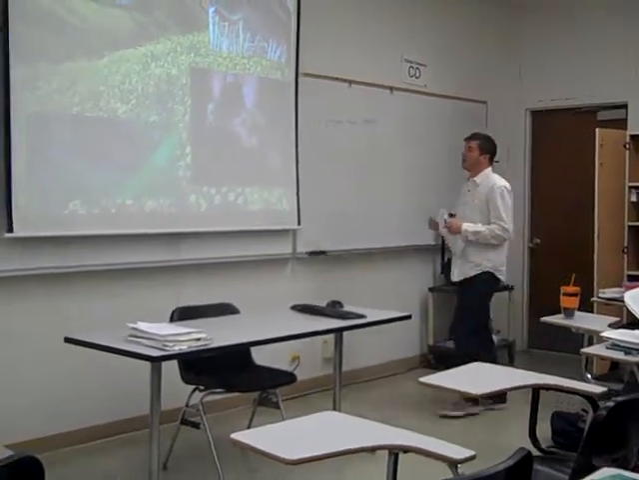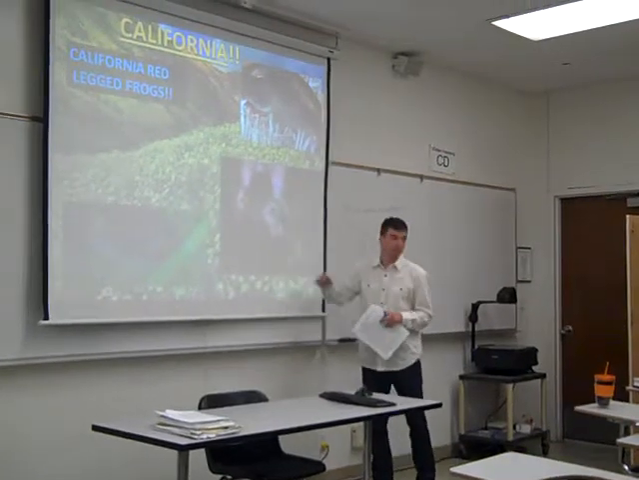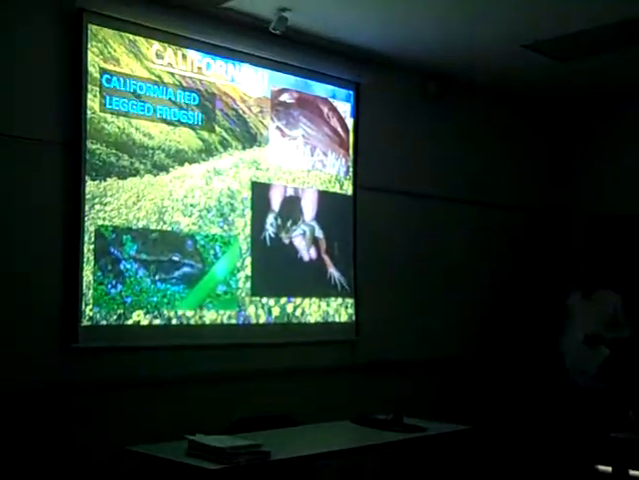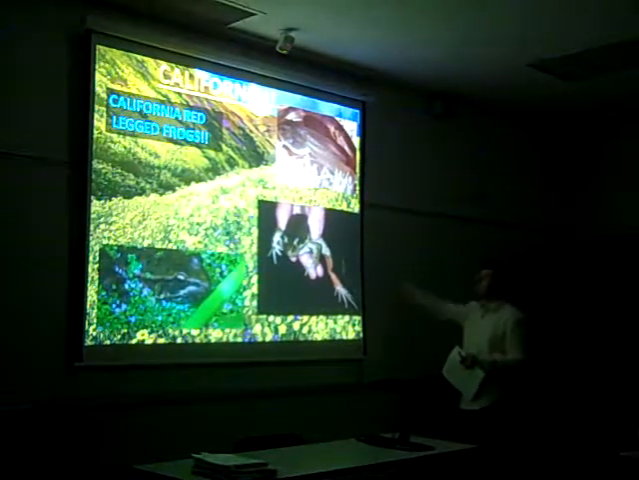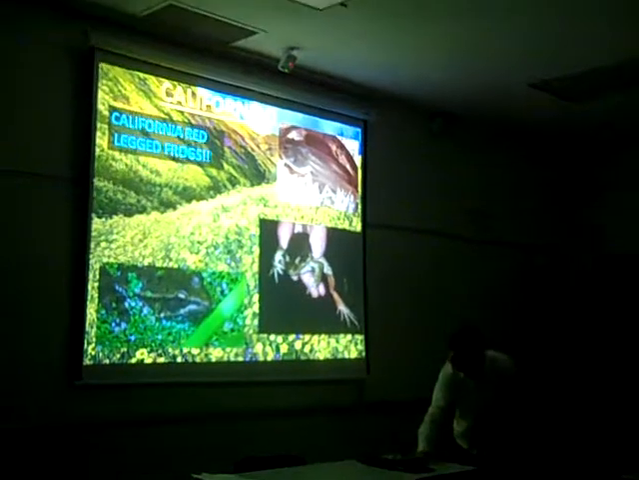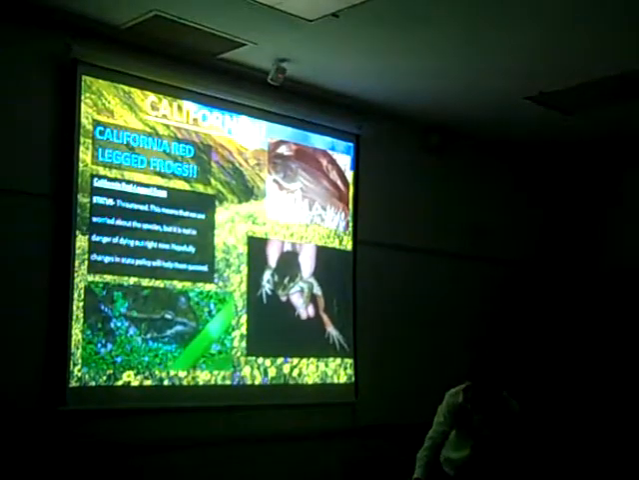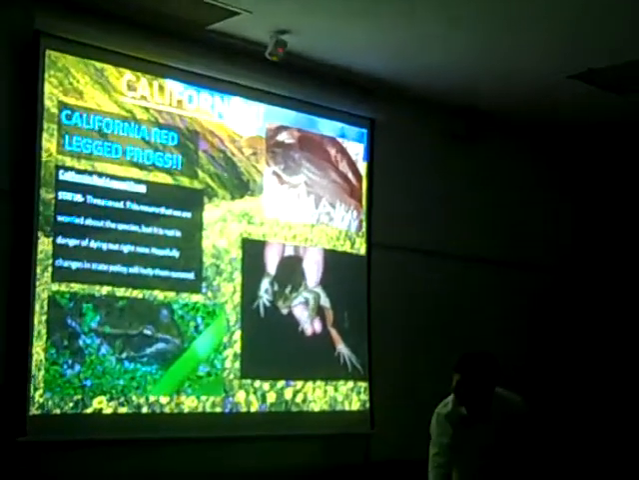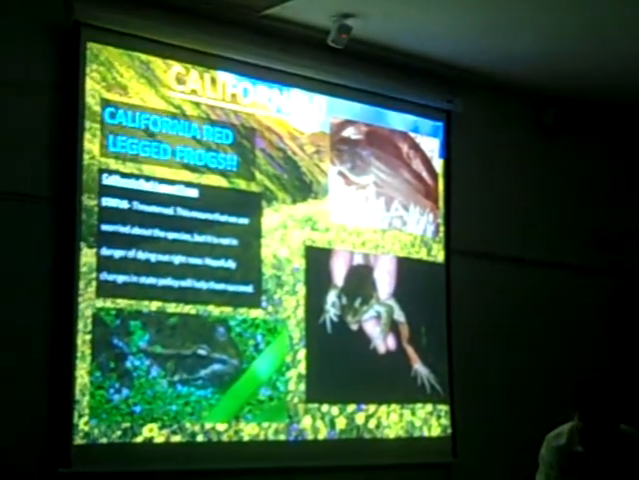Alright, so here we go. We have some California red-legged frogs, beautiful subspecies we have here in California. Okay? So these are the tadpoles, right? The juvenile forms. Then we have the bigger ones, the adults. So here, this is the first paragraph that you're going to see in your reading, right? California red-legged frogs. All right.